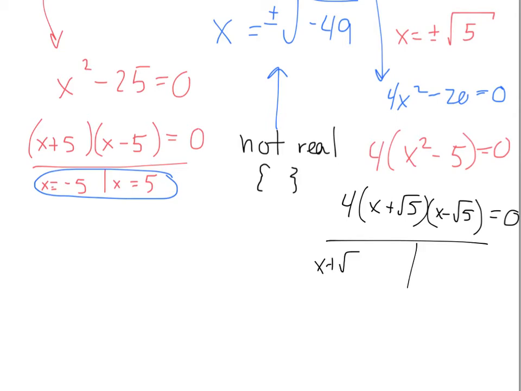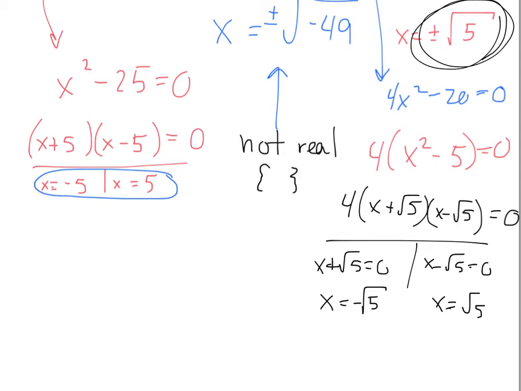So if you put that there and there, and you solve this one, make a t-chart, you get x plus root 5 equals 0. You get x minus root 5 equals 0, giving you x equals root 5 when you add it over, and x equals negative root 5 when you subtract it over. Still giving you the same exact answers as up here, plus or minus radical 5.